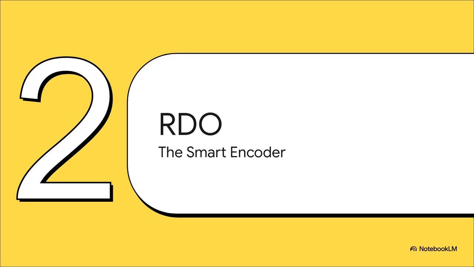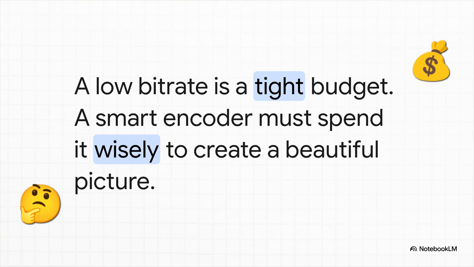Okay, so if bitrate is the budget, the next big question is, how do you spend that budget wisely, especially when it's a really tight one? Well, that's where the brains of the whole operation come in, the smart encoder. Look, having a low bitrate is a huge constraint. It's a massive challenge. But a truly smart encoder can still create a surprisingly good-looking video by being incredibly efficient with every single bit it has. This whole process of making these intelligent choices is called rate distortion optimization, or RDO for short.